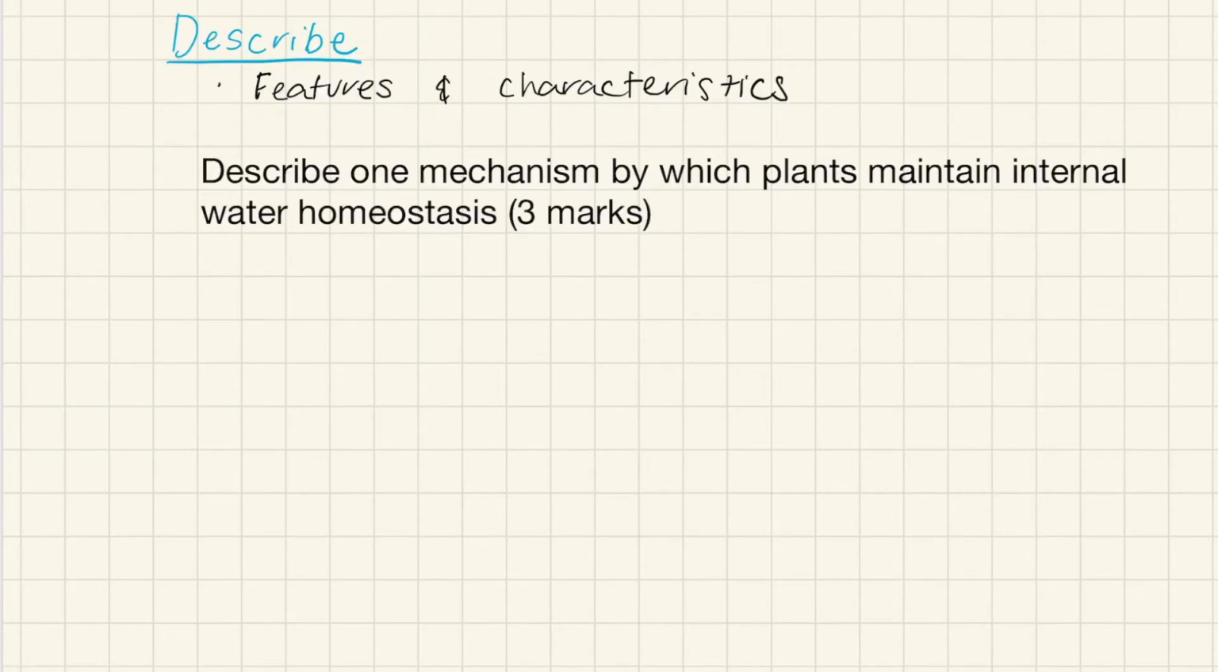Describe verbs are also super common and quite simple to answer. All you need to do for the describe verb is to talk about features and characteristics. So let's look at a practice question. Describe one mechanism by which plants maintain internal water homeostasis. This is 3 marks, so you should be including 3 dot points on characteristics.